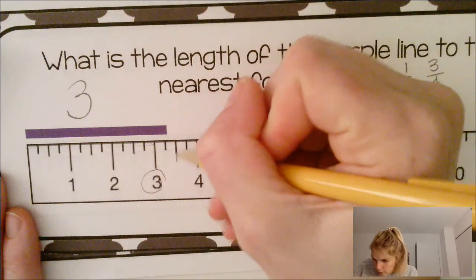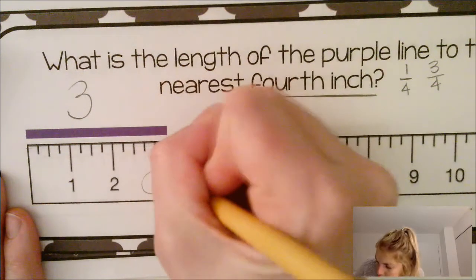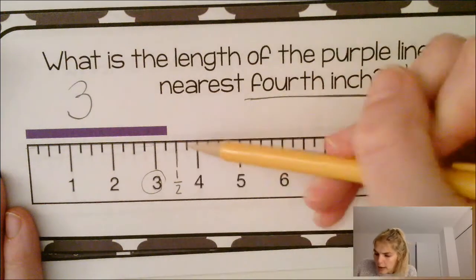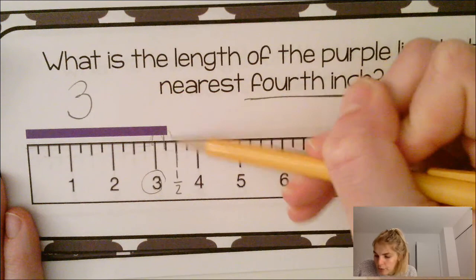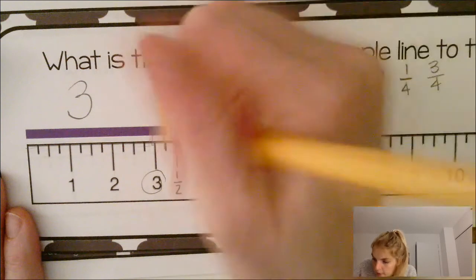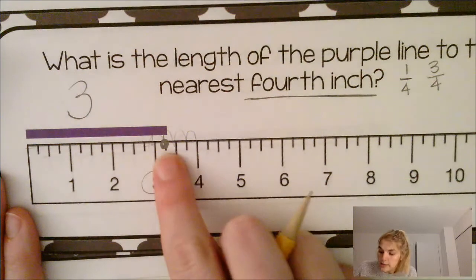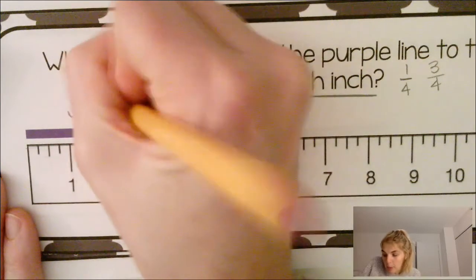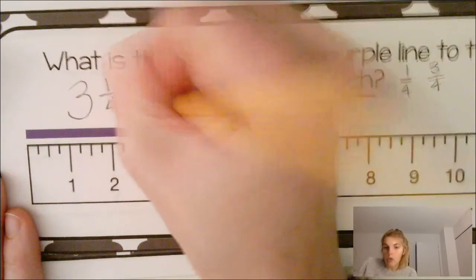Now, this point right here is in between 3 and 4, which means that that's a half. So that means that if these are the 4 spots, 1/4, 2/4, 3/4, 4/4, it's at this point right here, which means that this is the first line out of the 4 spots. So that purple line is 3 and 1/4 inches long.